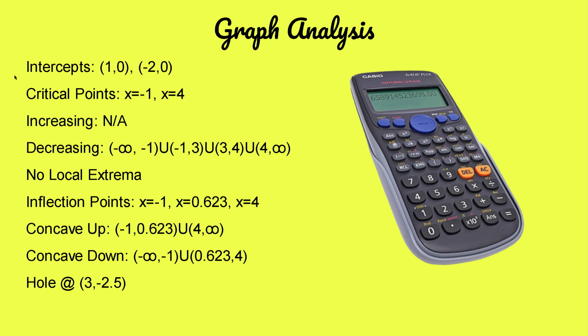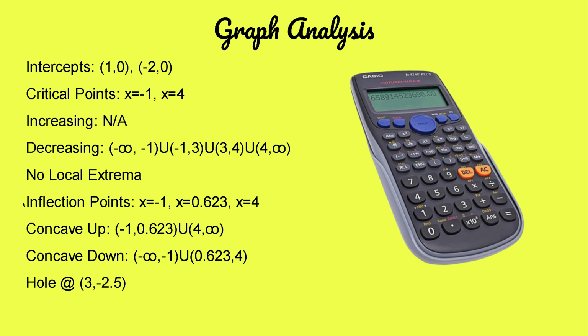The graph analysis. The function goes through the x-axis, which are also known as intercepts, at x equals 1, 0 and -2, 0. These are the points. The critical points, which are basically the points where we set the first derivative equals 0, are x equals -1 and x equals 4. The graph does not increase in any intervals, but it does decrease throughout the whole thing. As you see here, from -infinity to -1, from -1 to 3, from 3 to 4, and from 4 to infinity. Since the graph is decreasing the entire time, that means we can conclude that there is no local extrema.